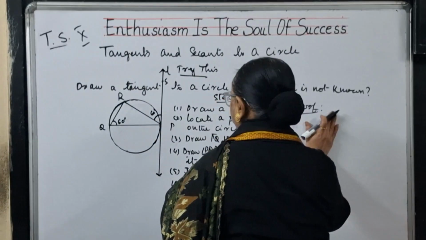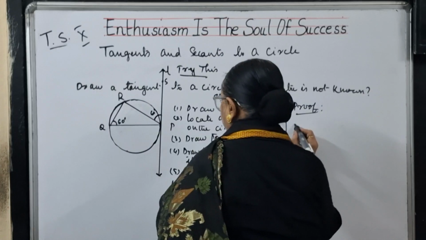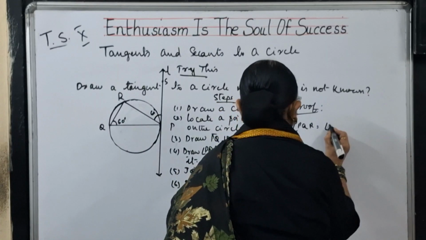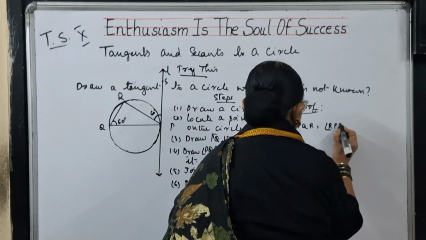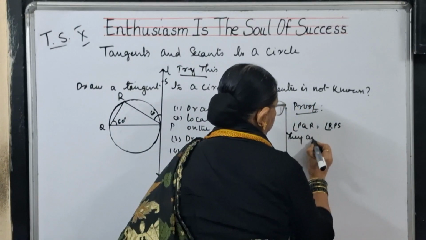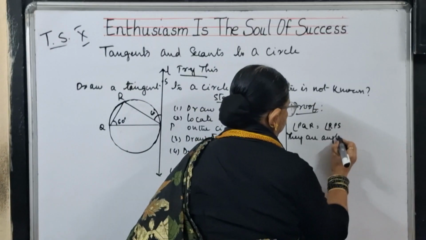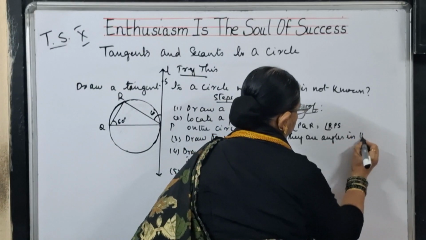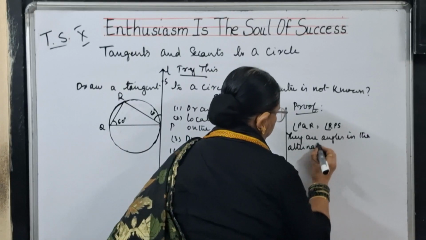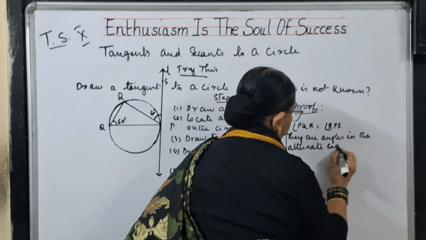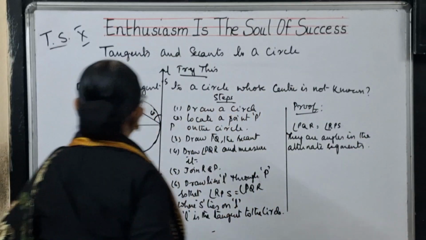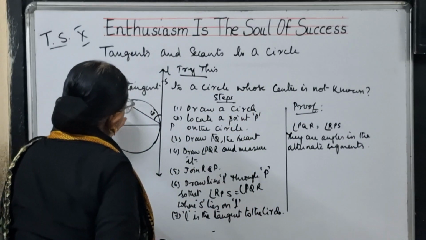Now in this proof, we will be saying that angle PQR is equal to angle RPS. What are they? They are angles in the alternate segments. Angles in the alternate segments. What do alternate segments mean, children?